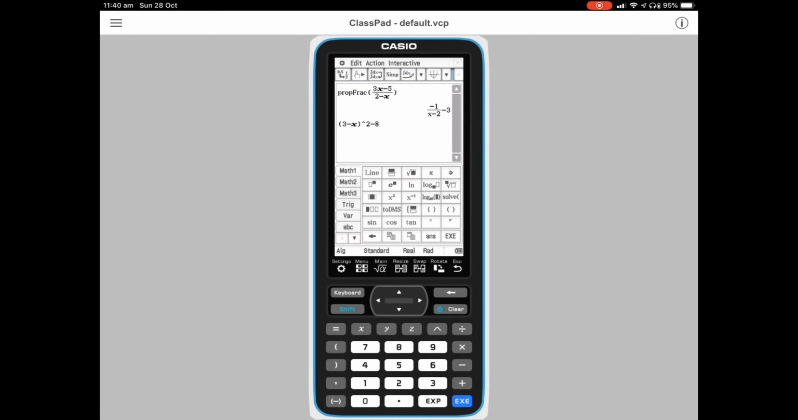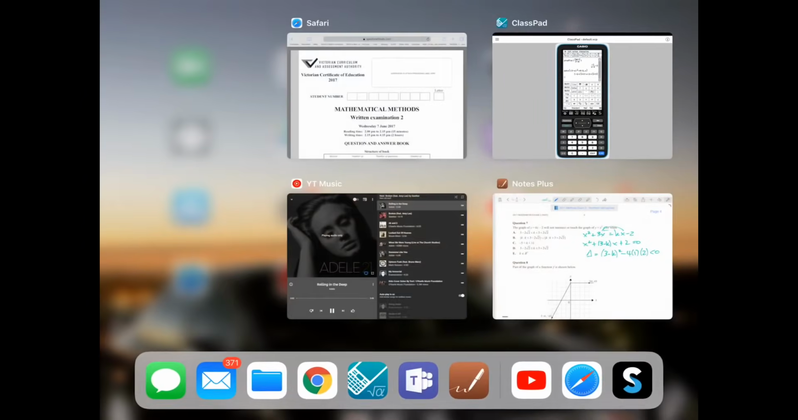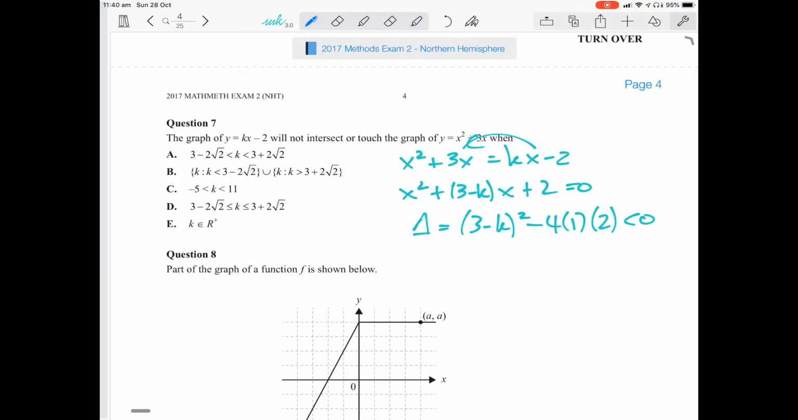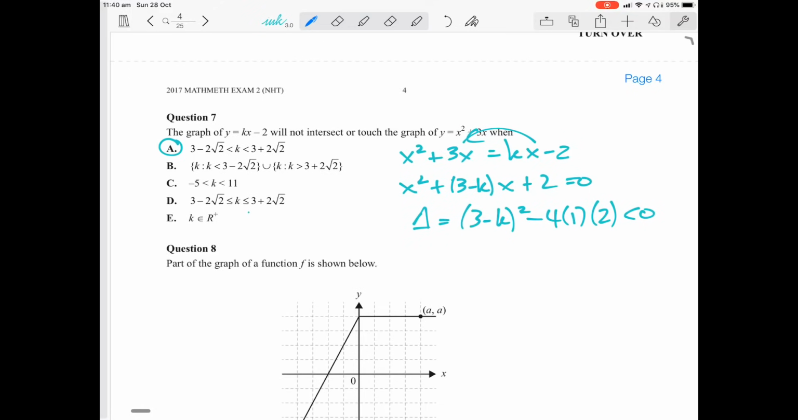Minus 8 is less than 0. So negative 2 root 2 plus 3. That won't be equal to, so it's got to be a.